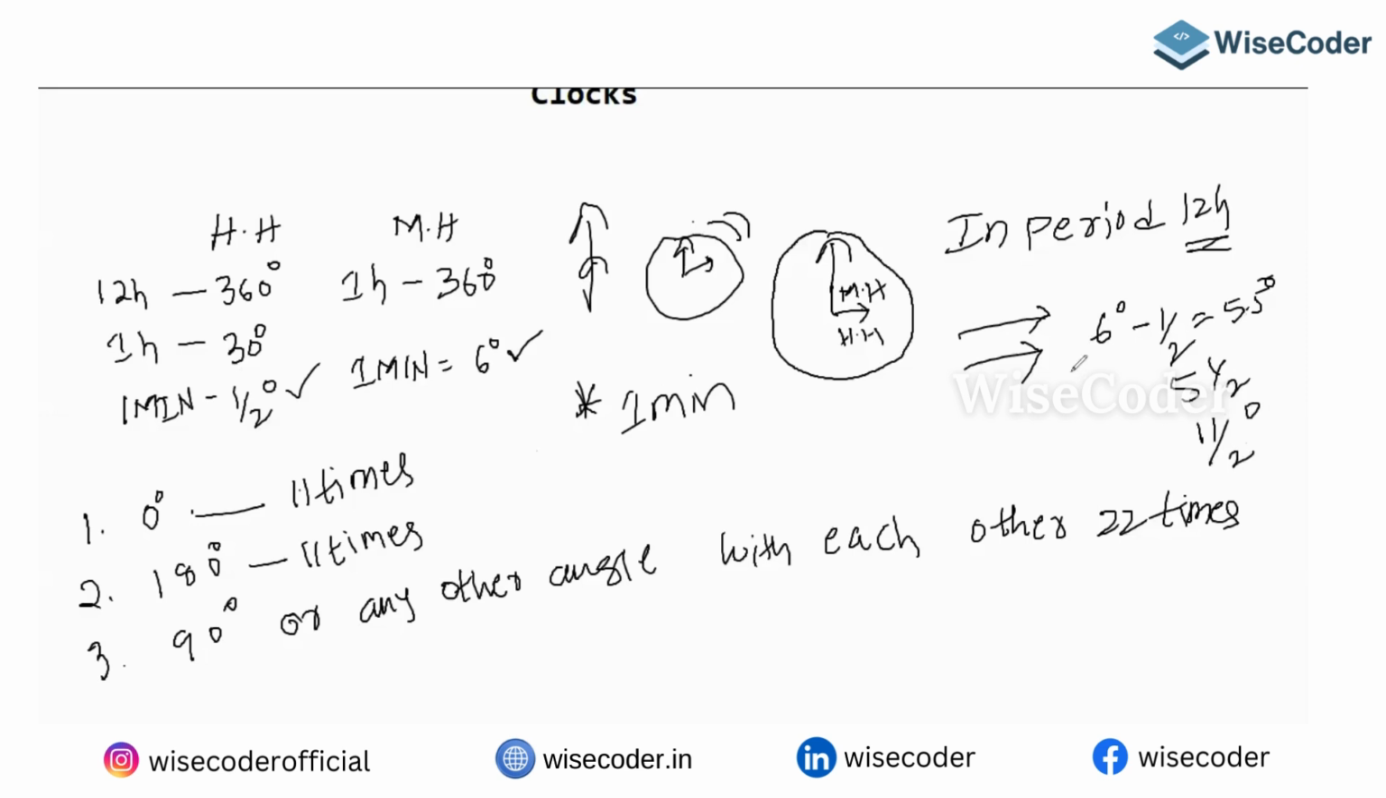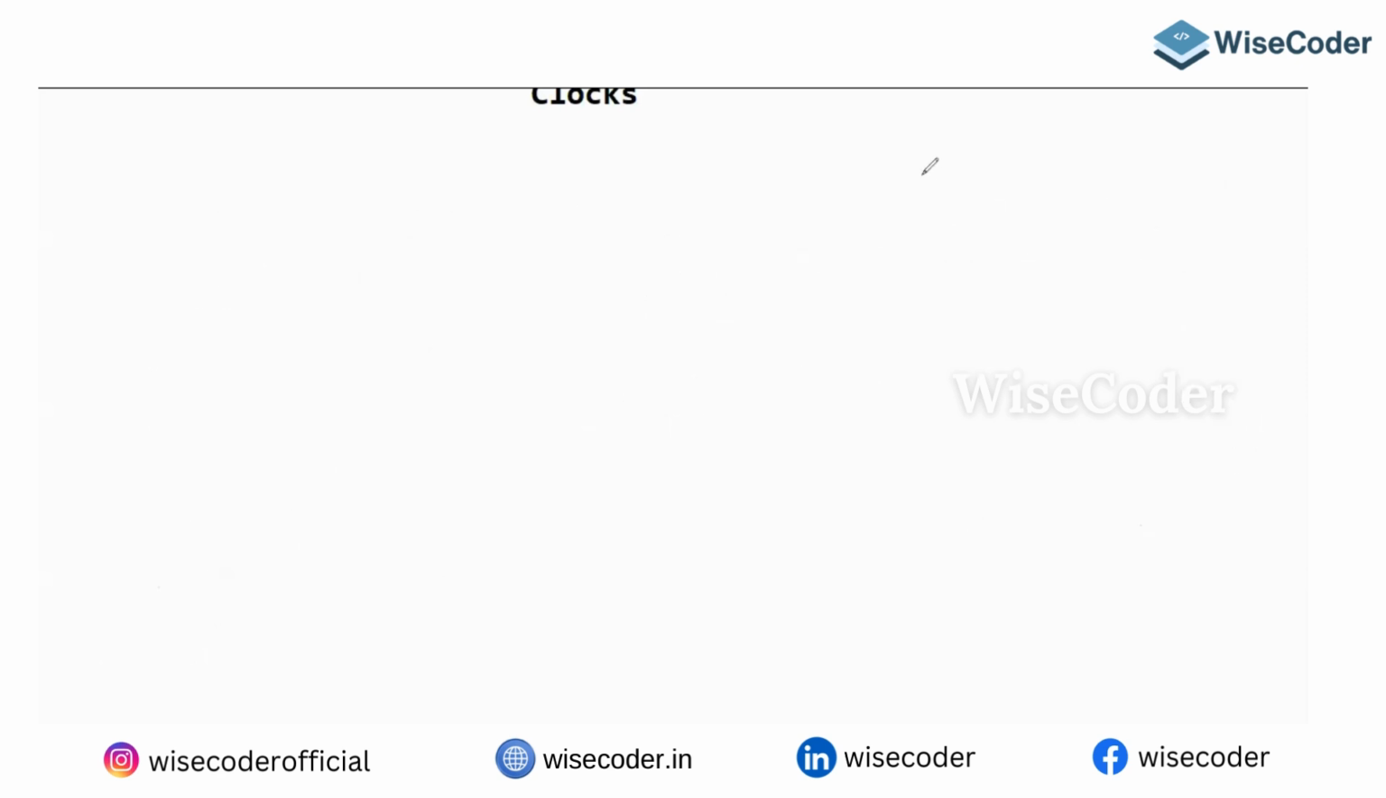Write down a point. In 1 minute, the minute hand covers 6 degrees and the hour hand covers half a degree. Therefore, relative velocity is equal to 6 minus half, which gives 5 1 by 2 degrees, that is nothing but 11 by 2 degrees per minute.